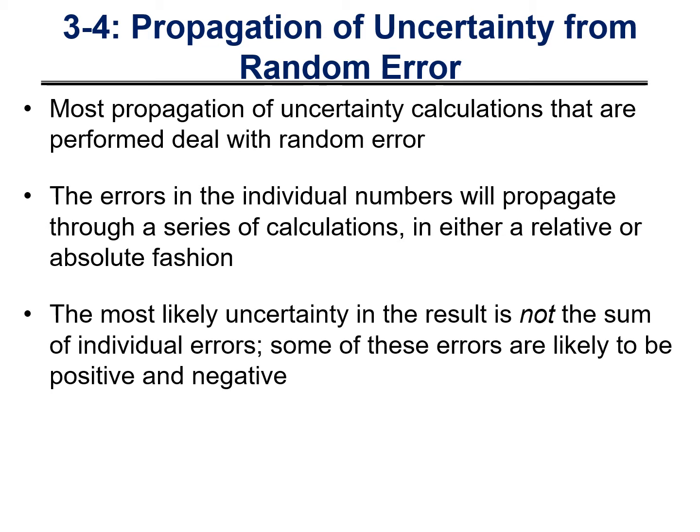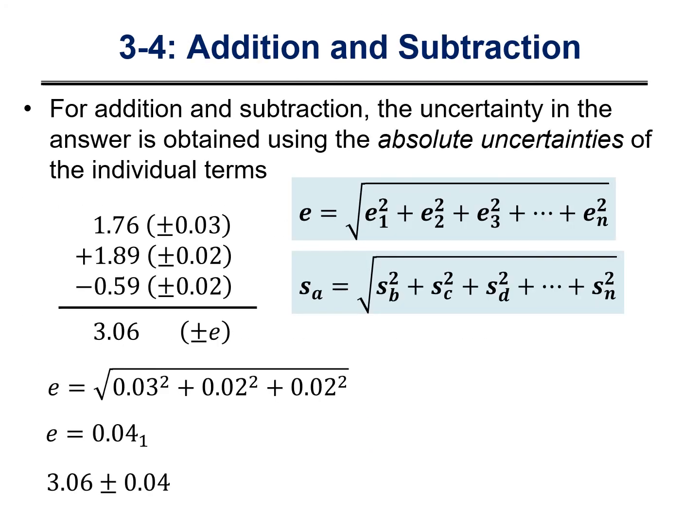Some of these errors are likely to be positive and negative, and so we usually write them plus or minus. So remember, it's not the sum of the individual errors. I will show you how to do the math. For addition and subtraction, the uncertainty in the answer is obtained using the absolute uncertainties of the individual terms. This is a little bit of a confusing equation, but I'll show you how it works.